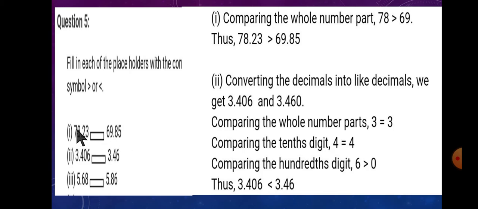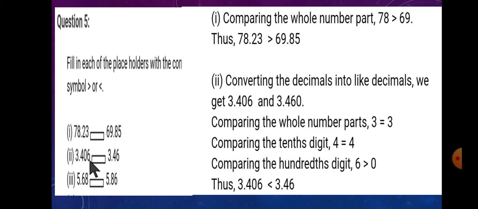So the whole number parts are 78 and 69. Which is greater? 78 is greater in the whole number part, that's why this number is greater. 78.23 is greater than 69.85.